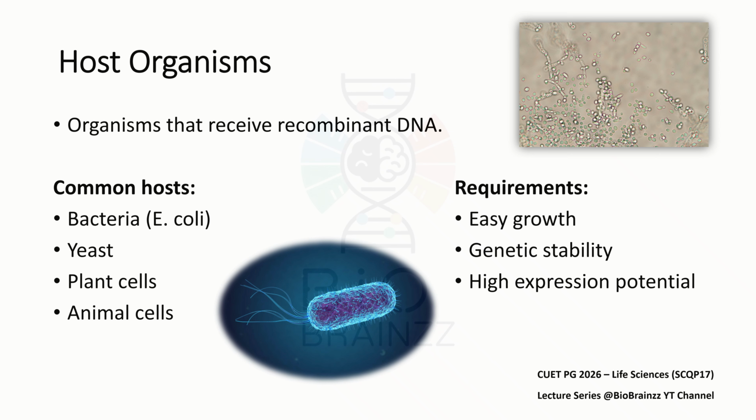Host organisms receive recombinant DNA and serve as biological factories for replication and expression. Bacteria such as E. coli are widely used due to rapid growth and well-characterized genetics. Yeast provides eukaryotic expression systems, while plant and animal cells enable production of complex proteins. An ideal host must grow efficiently, maintain genetic stability, and express the inserted gene at high levels.